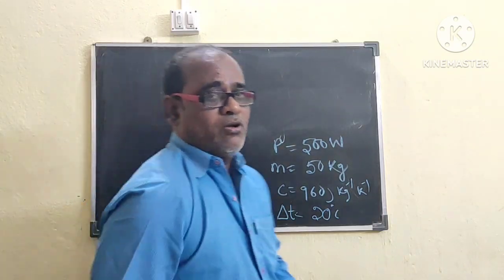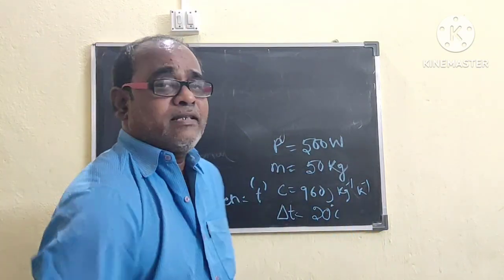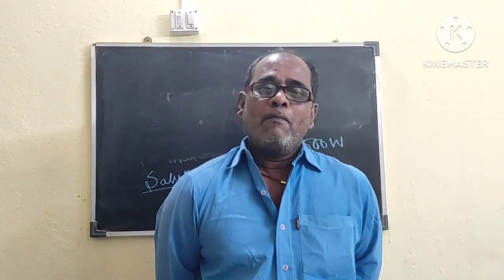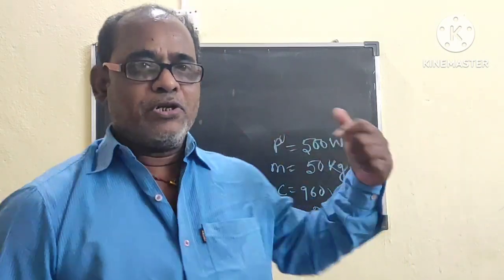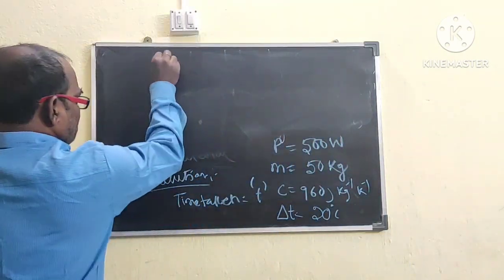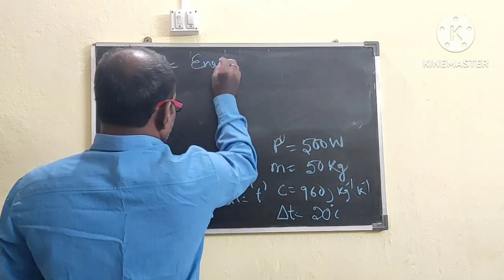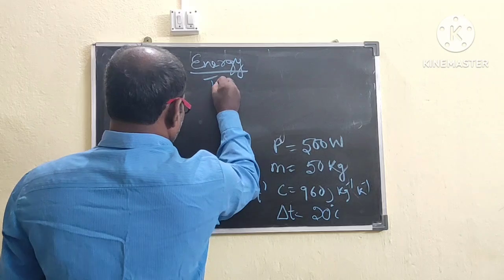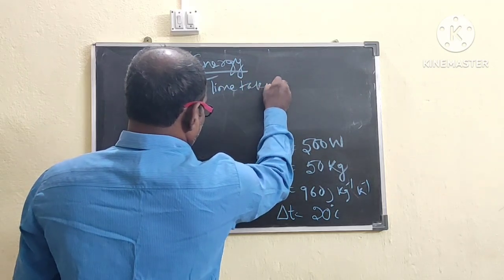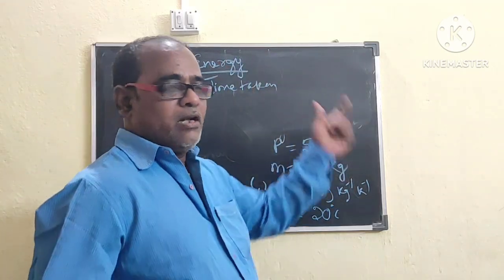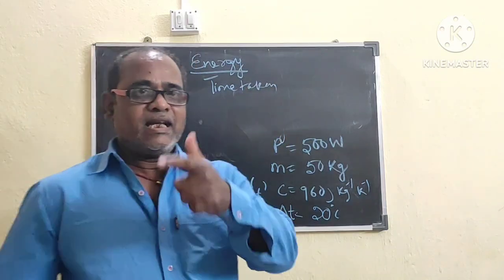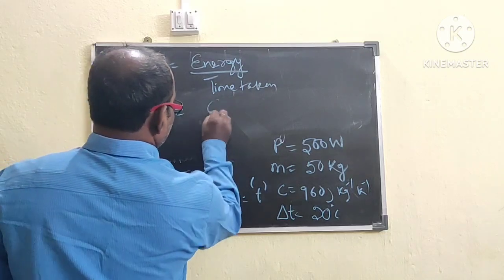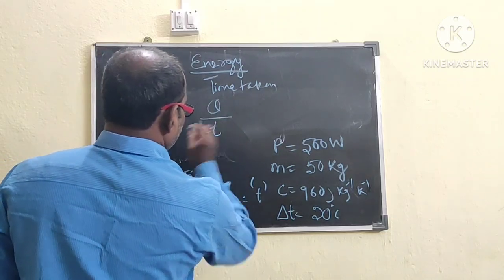Again we go to the concept of class 6 and 7. In class 6 and 7 you have read what is power. Power is nothing but the energy per time taken. The same thing we are going to use here. So power is equal to energy by time taken. So here what is energy? Now here the energy is considered as heat energy. So we are going to write down here heat energy. That means P is equal to Q by T.